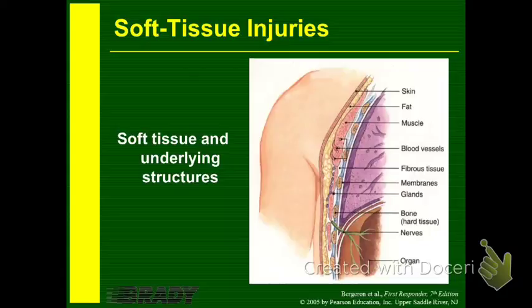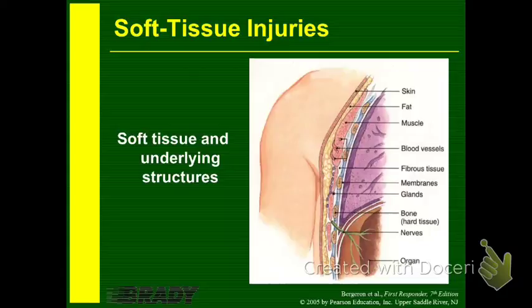That way we don't have to stop and say, oh yeah, dry sterile dressing, 1,000 times. Most all your soft tissue injuries, you place a dry 4x4, 5x9, whatever size bandage over the top of it, and then wrap it with cling. Okay? Everybody good? All right.